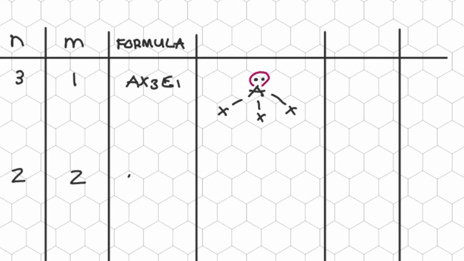If we have 2 neighboring atoms and 2 lone pairs, AX2E2. In this case, the bond angle between the 2 neighboring atoms is going to be slightly smaller than the previous ones, and we're going to replace 2 of the x's with 2 lone pairs. Now a good example of this is water, H2O. Oxygen has 2 lone pairs and 2 hydrogens attached to it as neighboring atoms.